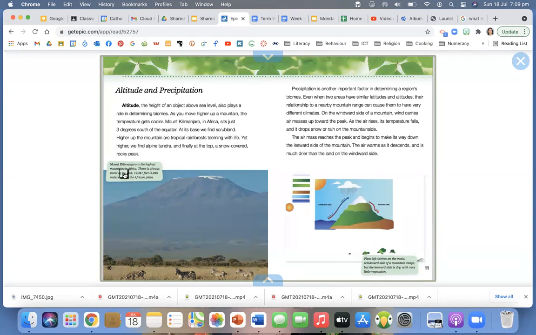So it says here, Mount Kilimanjaro is the highest mountain in Africa. There is always snow at its peak. So it's telling us there that the biome is dependent on the altitude, and how high above sea level it is, depending on what kind of environment you would find on that land.